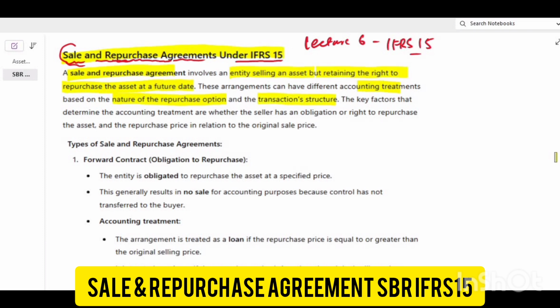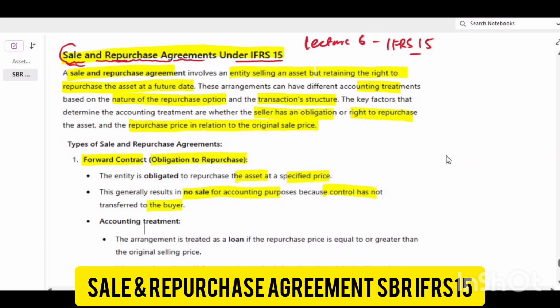Now, the key factor to determine the accounting treatment is whether the seller has the obligation or the right to repurchase the asset. And you'll also consider the repurchase price in relation to the original selling price. Now, if you have a forward contract, which means an obligation to repurchase, the entity has an obligation to repurchase the asset at a specified price. This generally is not accounted for as a sale because control is not transferred to the buyer.